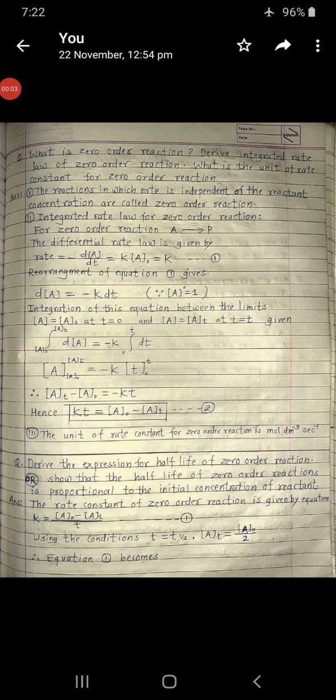Good morning, students. The next part of chemical kinetics is zero order reaction, the integrated rate law for zero order reaction, and the unit of zero order reaction. So, definition of zero order reaction: what is zero order reaction? Derive the integrated rate law for zero order reaction, and what is its unit?